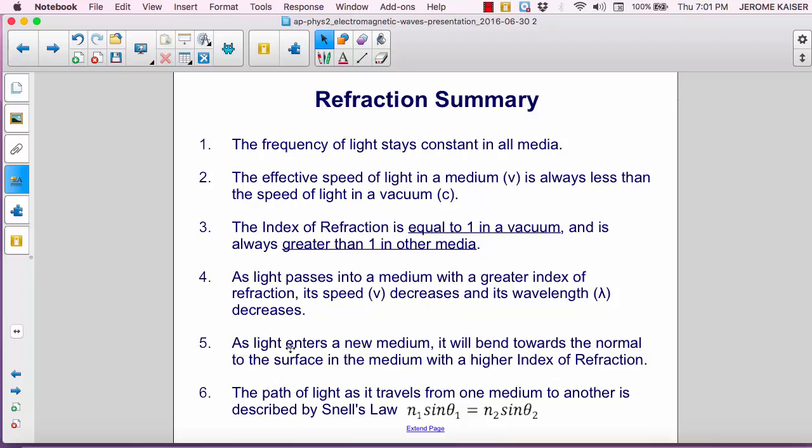As light enters a new medium, it will bend towards the normal to the surface in the medium that has a higher index of refraction. And finally, the path of light as it travels from one medium to another is described by Snell's law. n1 sine theta 1 is equal to n2 sine theta 2.